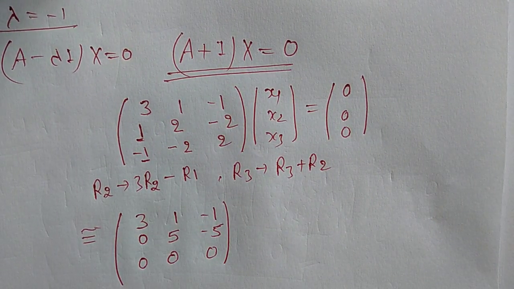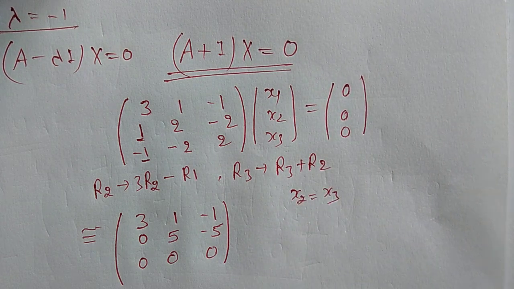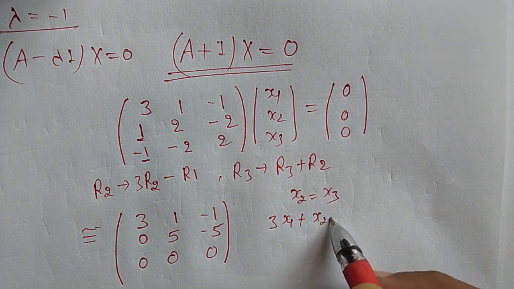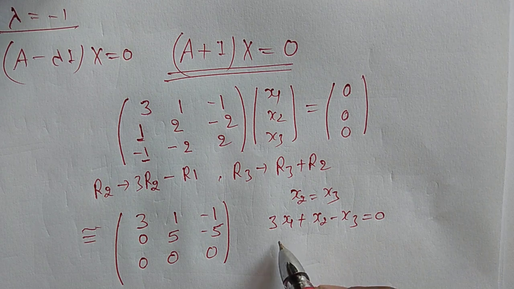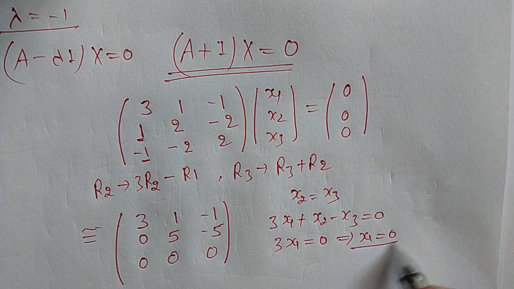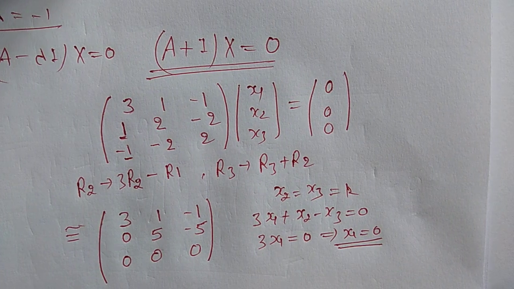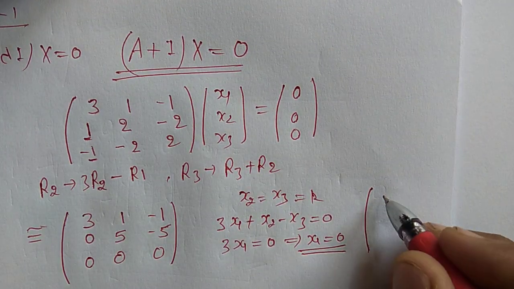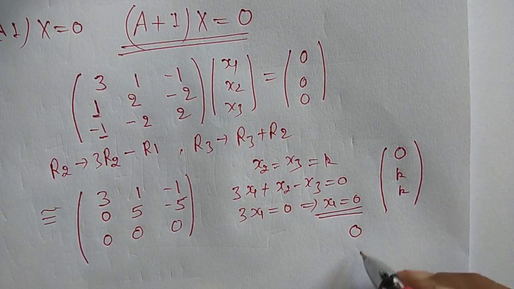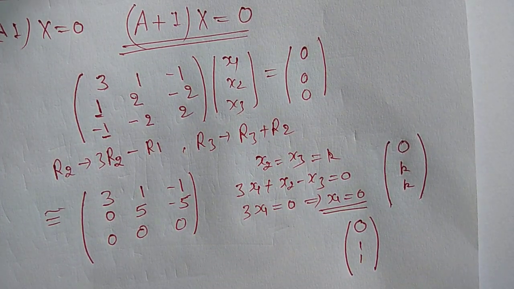Now from the second row we have x2 equal to x3. From the first row we have 3x1 plus x2 minus x3 equal to 0. So 3x1 equal to 0, which implies x1 equal to 0. So let x2 equal to x3 equal to k. Your eigenvector will be (0, k, k). If k equal to 1, we have (0, 1, 1). So this is the eigenvector for lambda equal to -1.